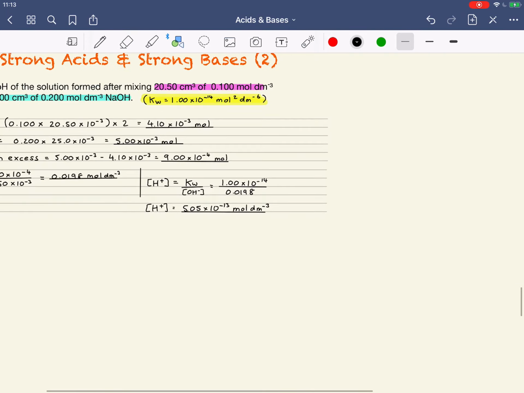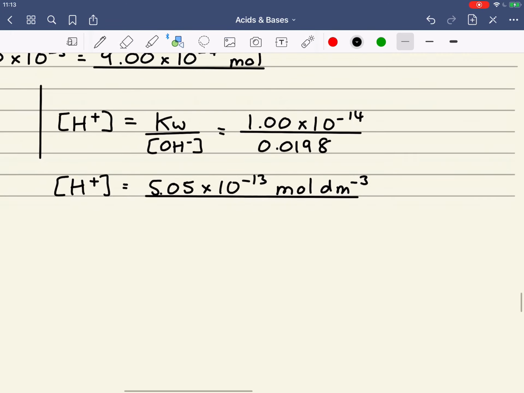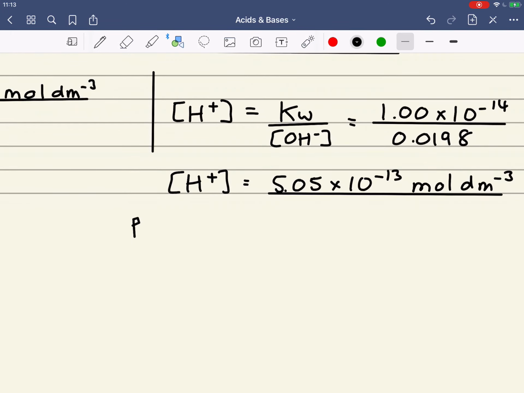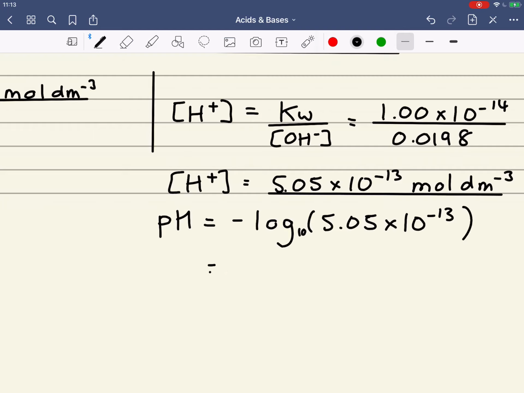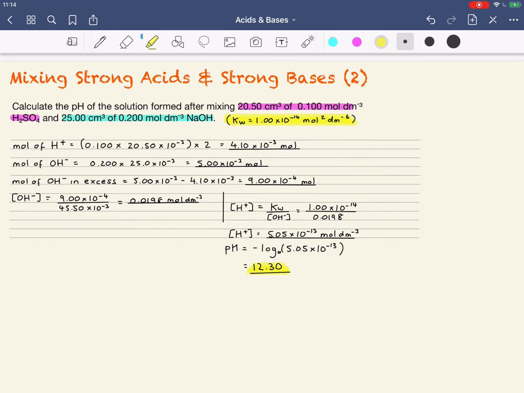And then obviously I need to work out the pH of that, and therefore the pH is going to be equal to minus log to the base 10 of the hydrogen ion concentration. That gives you a pH of 12.30, and that there is your answer. If you've got an excess of base, you're looking obviously for a pH of well above 7. So that there is how you'd work out the pH of this mixture.